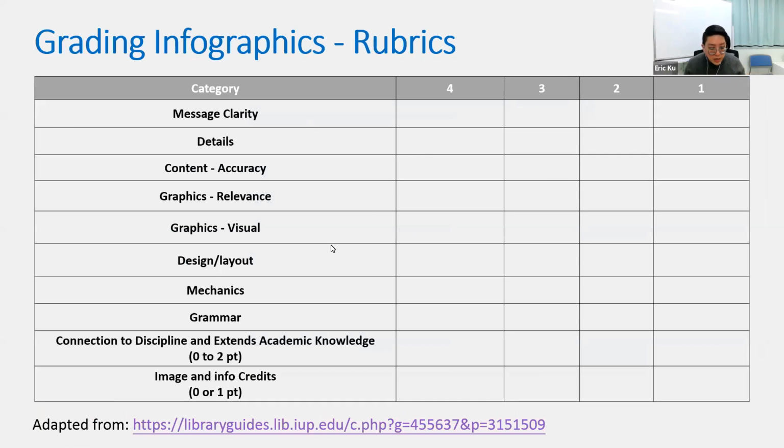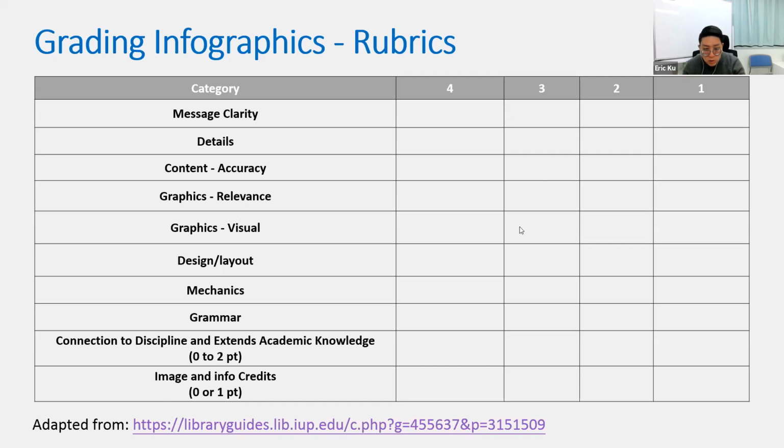We can use a rubric. This is a rubric that I found from Indiana University Press. Basically, you can have all the aspects of a traditional academic paper rubric, but add the graphic and visual elements. So are the visuals relevant? Do they make sense? Things like that.